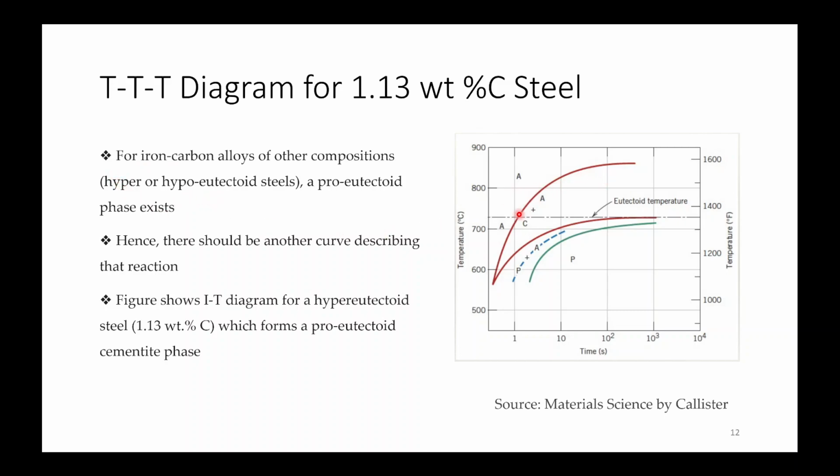So this curve will be separated by the austenite to cementite transformation, austenite to ferrite transformation initially, then it will be moving into the austenite to pearlite transformation. So hence there should be another curve describing that reaction, and this figure shows the isothermal transformation diagram for a hypereutectoid steel with 1.13 weight% of carbon, which forms a proeutectoid cementite phase. So this reaction will also take place above the eutectoid temperature. So this line is extending further beyond the eutectoid temperature.